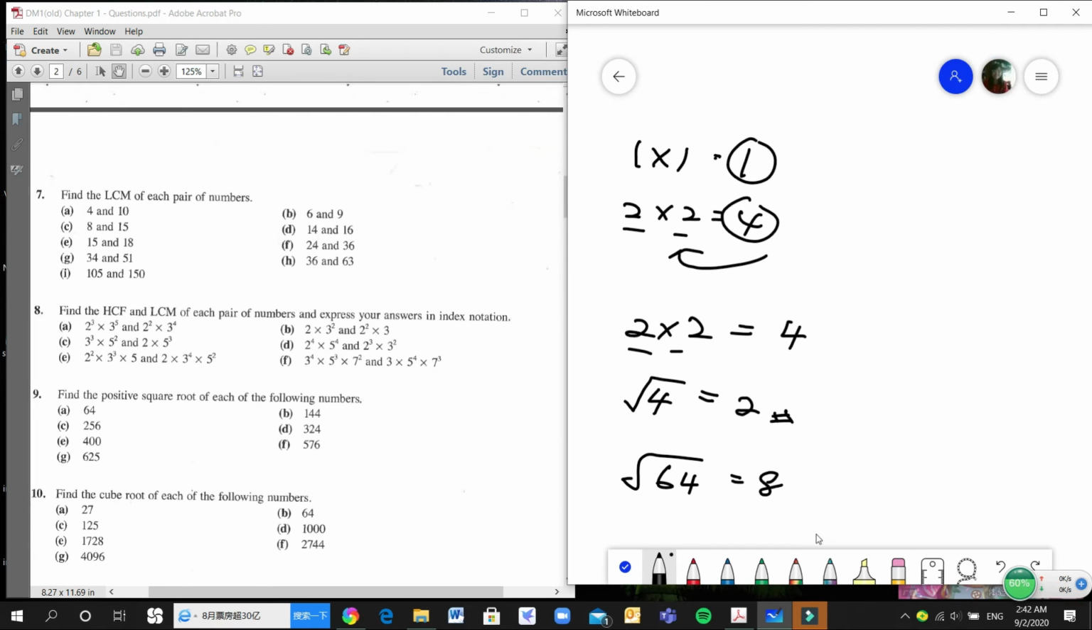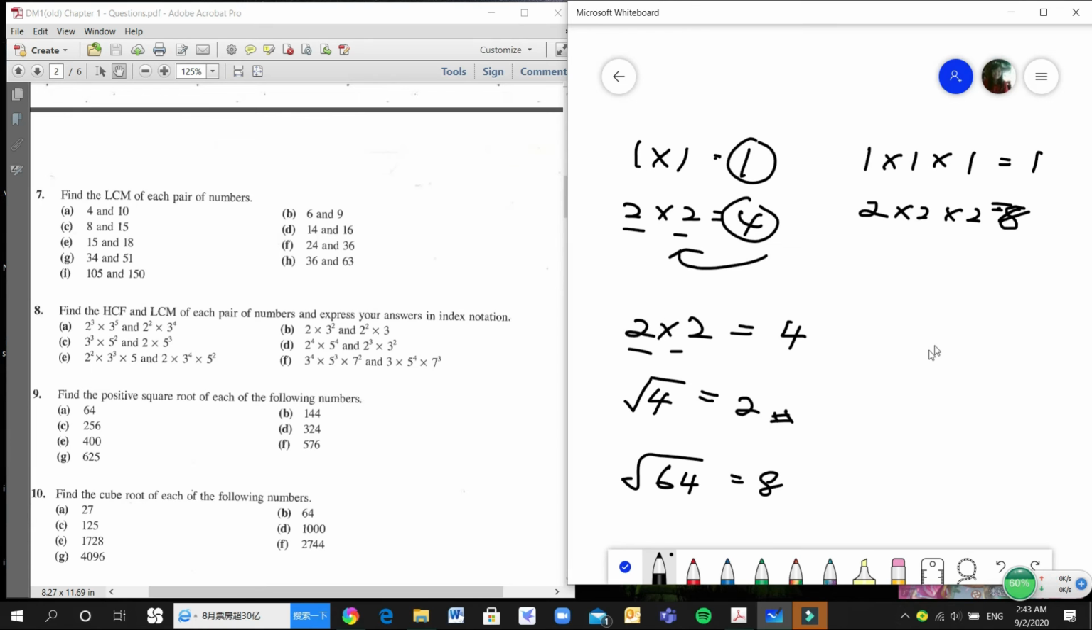So the same concept also works for the cube root of the number. Cube number means the same number times itself 3 times. So for example, like 2 times 2 times 2, it will be equal to 8.